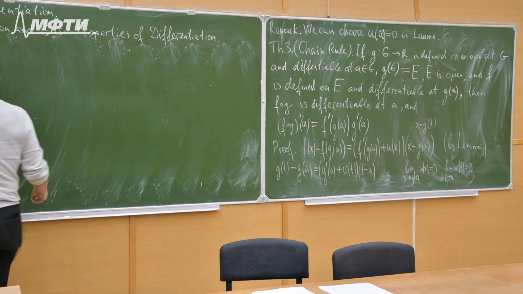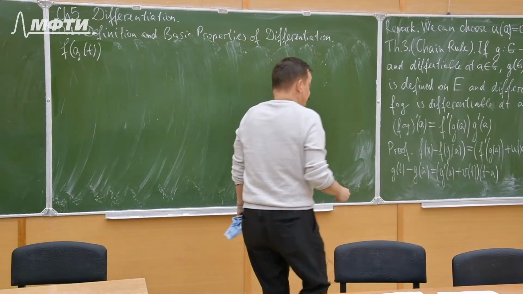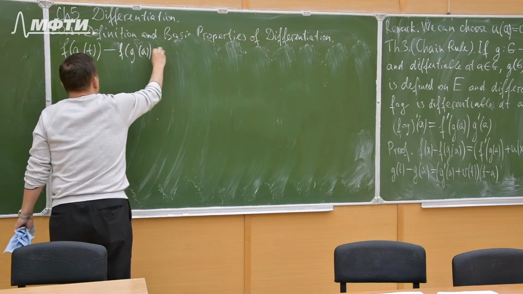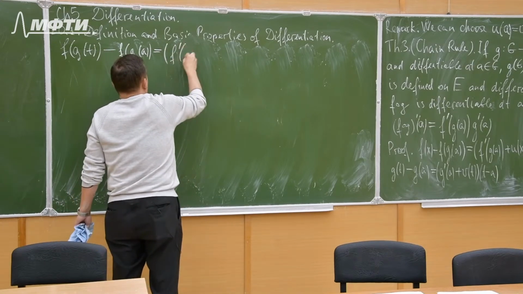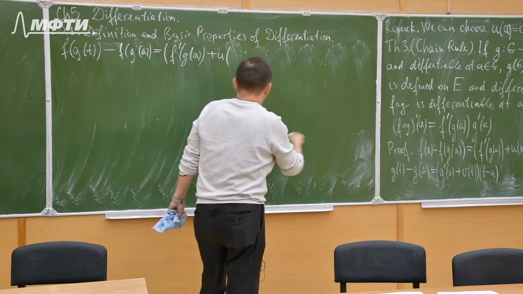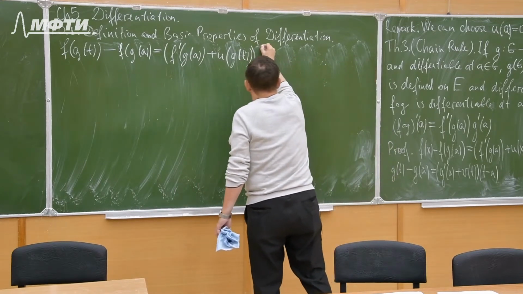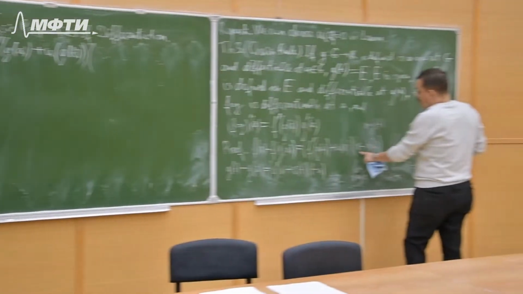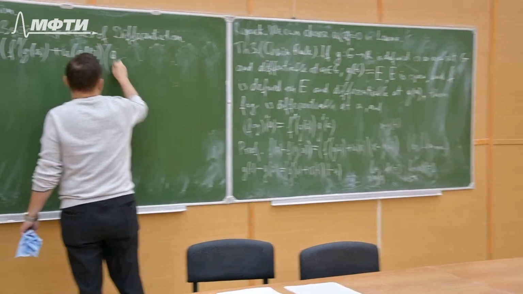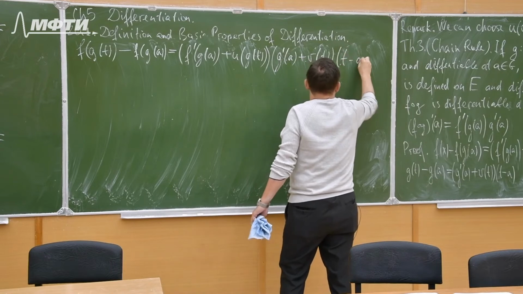So look now. It means that f of g of t, so we substitute g of t instead of x, minus f of g of a equals f prime at g of a plus u of, instead of x I substitute g of t, brackets are closed, then times, now look, here I have g of t minus g of a, and for g of t minus g of a I substitute the expression from the second equality, so g prime at a plus v of t times t minus a.